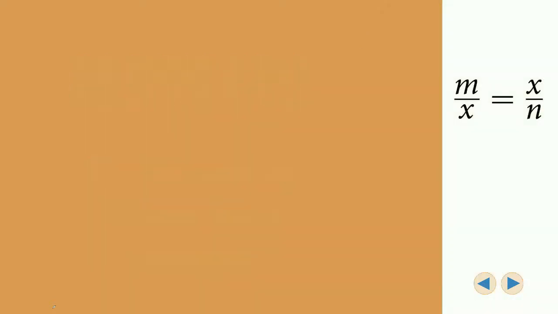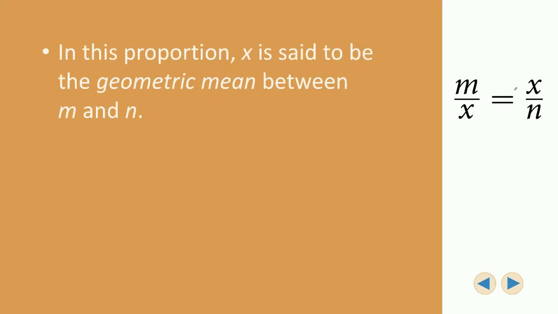First, we're going to look at this proportion here. Remember, a proportion is when you have two ratios that are equal to each other. And this is a special proportion because you notice here that in the denominator of the first ratio is an x, and there's also an x in the numerator of the second ratio. So therefore, this has a special name to it. In this proportion, x is said to be the geometric mean between m and n.